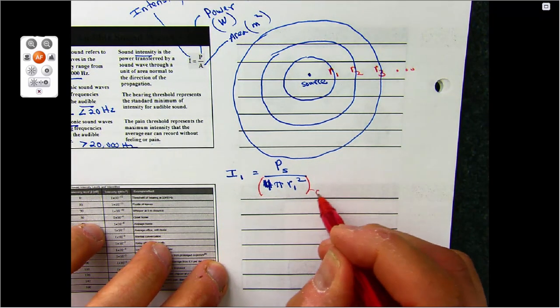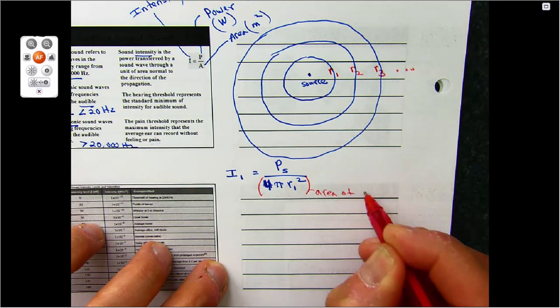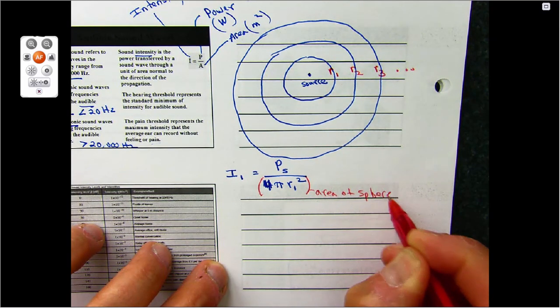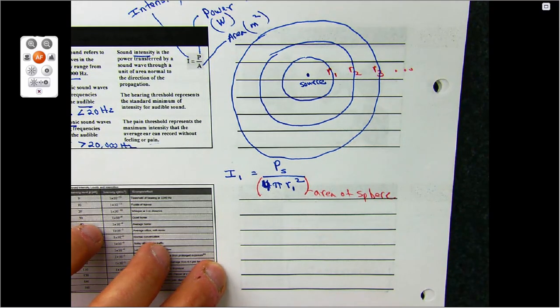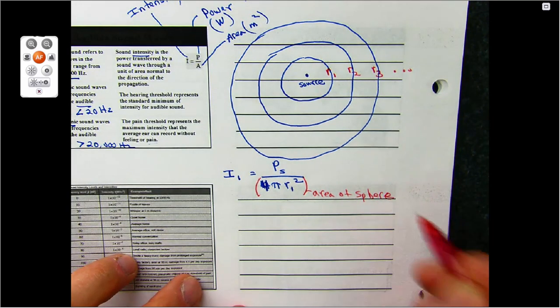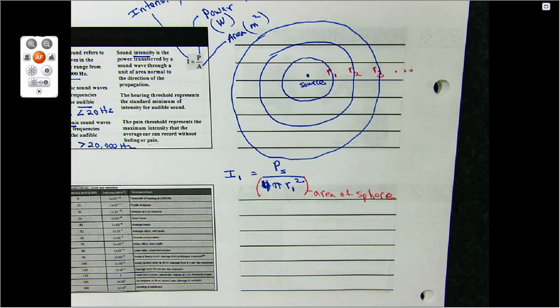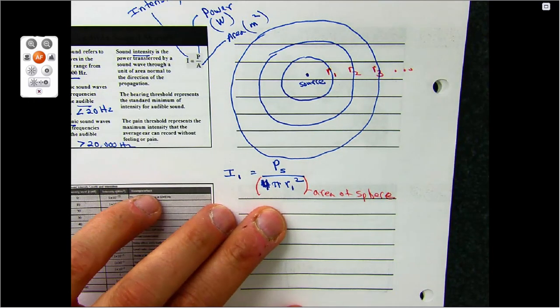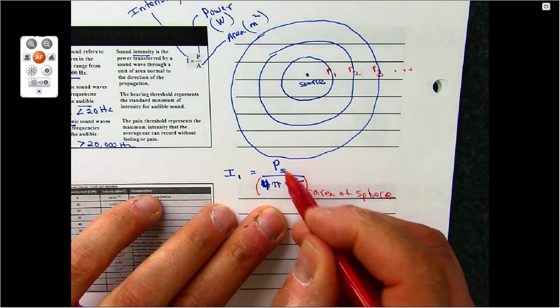This is the area of a sphere. That would make sense, wouldn't it? Sphere. This should be for surface area, I think. Might have to look that up again. This, of course, is the power of the source.